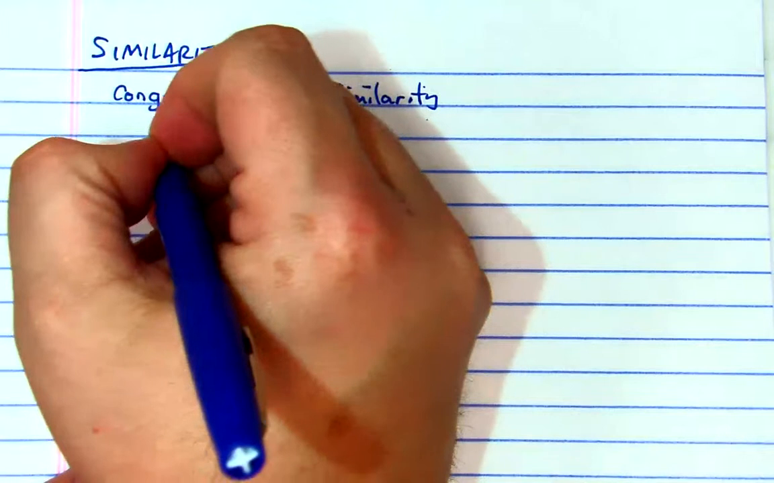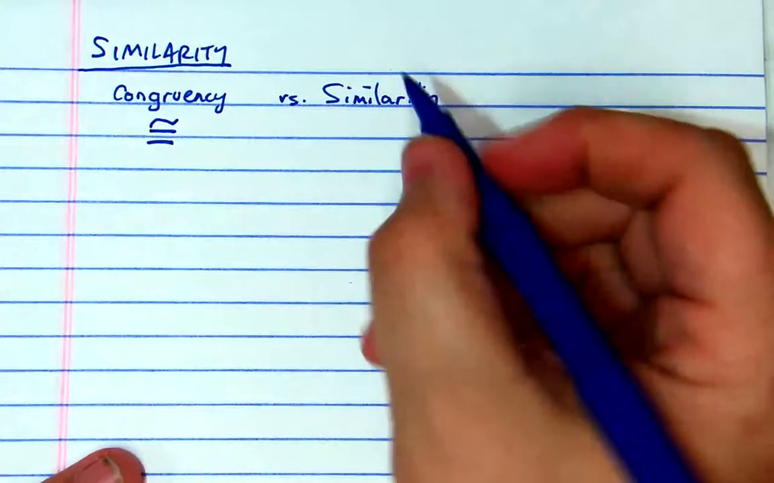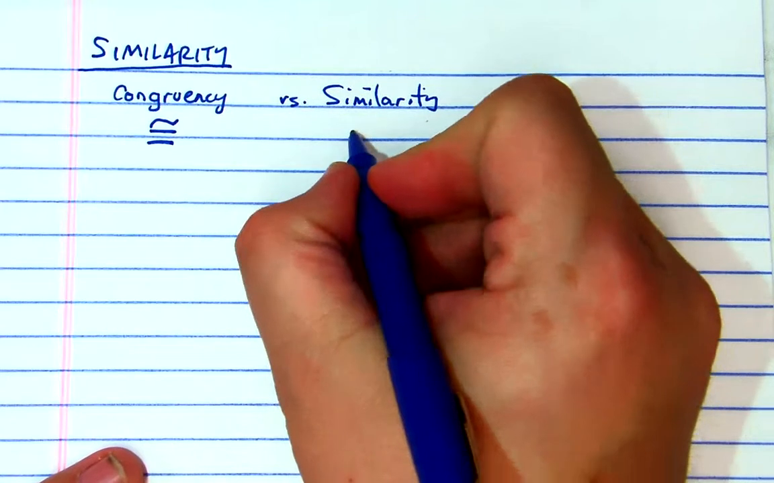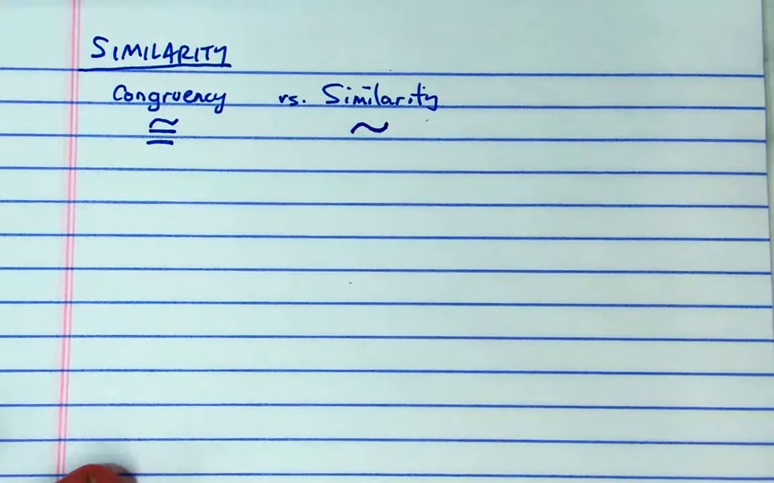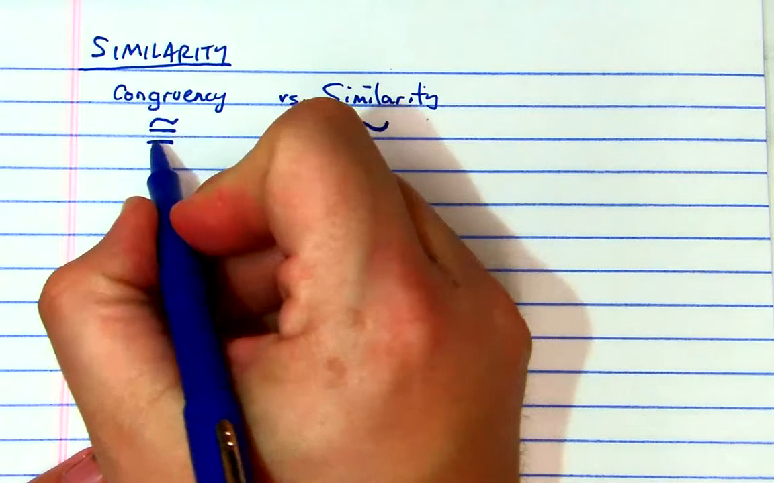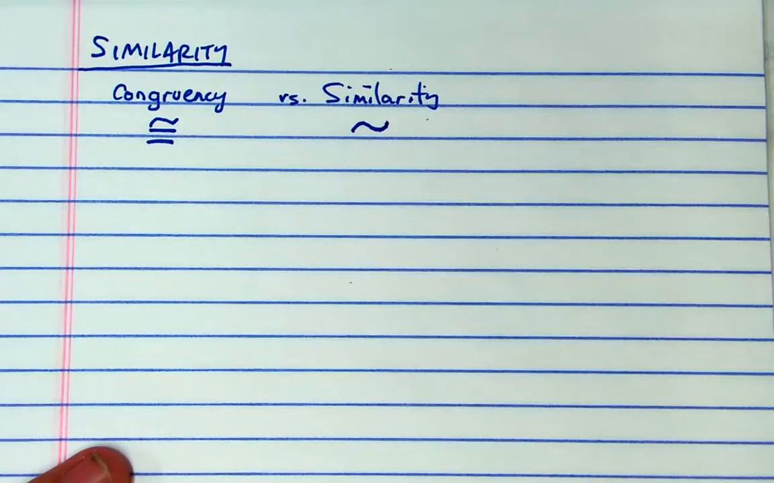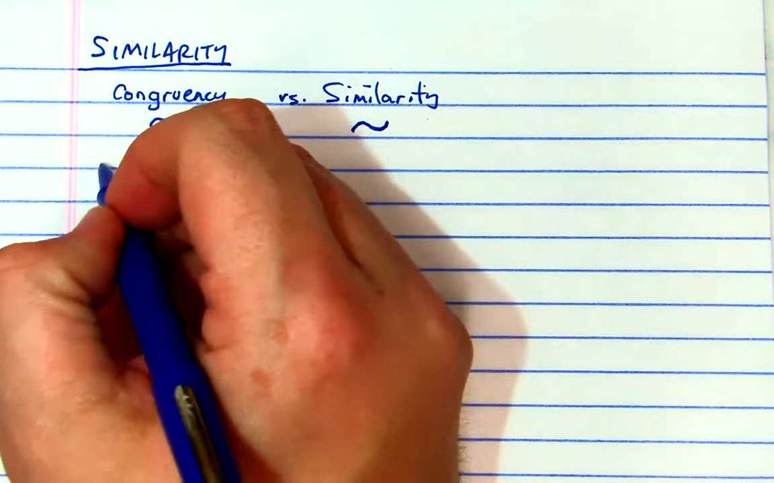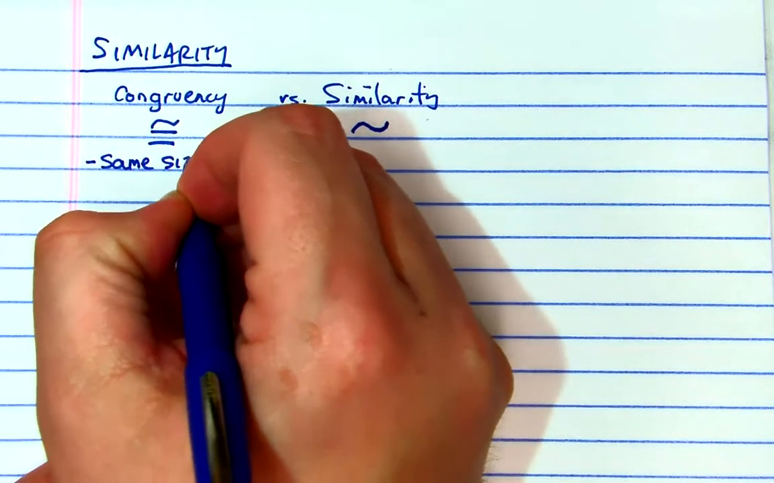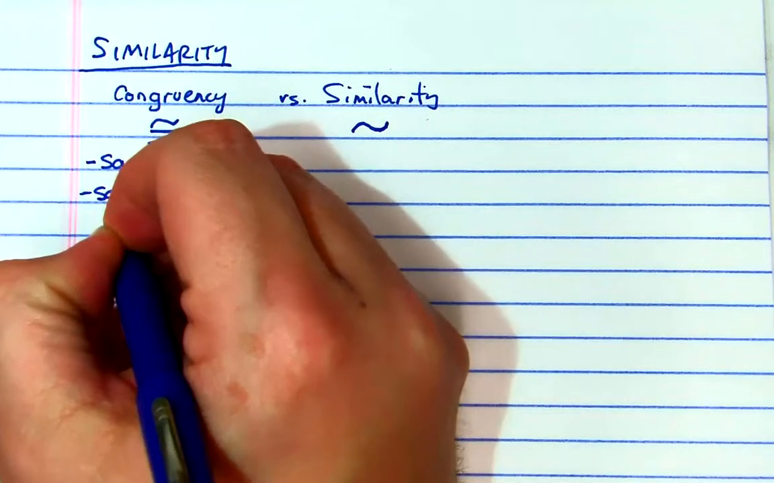They have different symbols. Congruent has the equal sign with the little tilde on top of it. Similarity, or similar, if two shapes are similar, they just have the tilde. They lose the equal sign. So that's the first big difference. Well, that's not really a big difference. It's a cosmetic difference. It's just a different symbol. Congruency, we kind of learned it as same size, same shape.